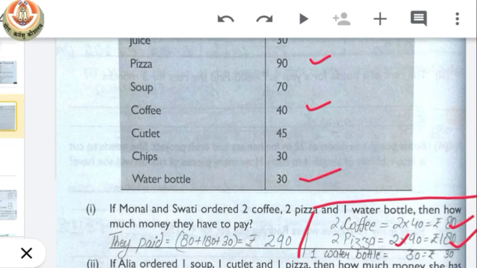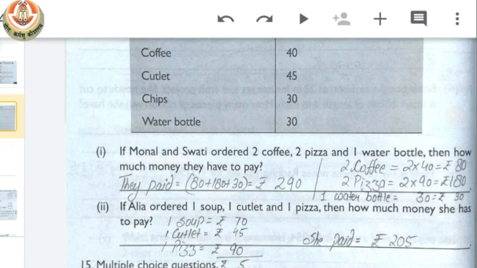When we added all these things, we get a total of 290 rupees. So that means they have to pay 290 rupees.